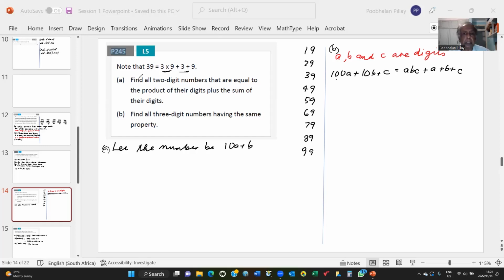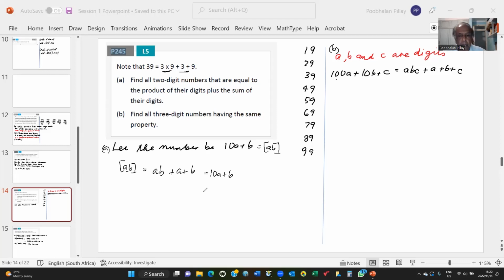So can we find the whole lot? What are all those numbers? The way to do this is, we don't know what the number is, so let the number be 10A plus B. It's a two-digit number. The first digit is A, the second digit is B, and the actual value of the two-digit number is 10A plus B. So what are we saying here? Your two-digit number is equal to the product of the two digits, A times B, plus A plus B. Now, bear in mind that this number is nothing else but 10A plus B.